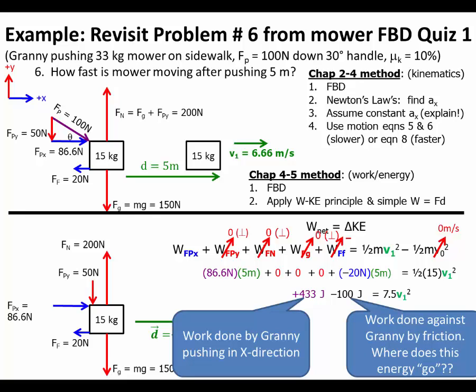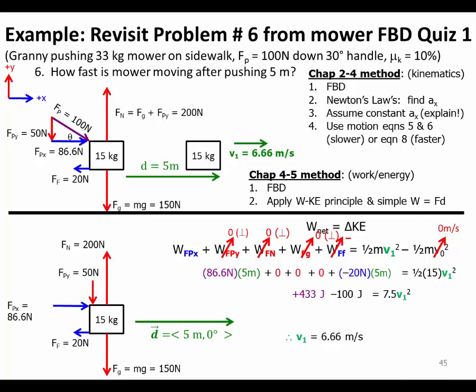and we have 100 joules working against Granny. One question you might ask yourself is, where does this lost friction energy go? We know Granny's work is done accelerating the vehicle, but she's losing 100 joules to friction, and where does that energy disappear to? I think you probably have a good idea what the answer might be for that.